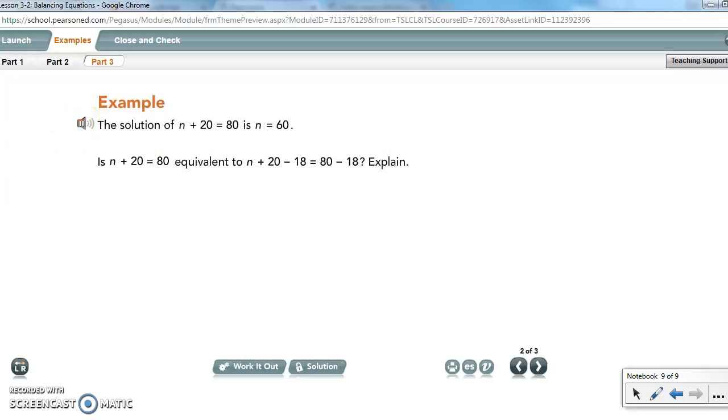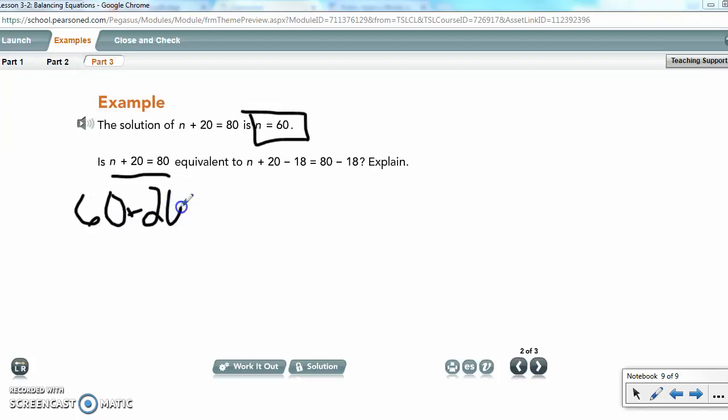The solution of n plus 20 equals 80 is n equals 60. Is n plus 20 equals 80 equivalent to n plus 20 minus 18 equals 80 minus 18? Explain. So they want us to take n where it equals 60 and plug it into the n's here to see if it is true. So let's start with this one. If I have n, which is 60, plus 20, is n plus 20 80? Well, 60 plus 20 is 80, so that works.